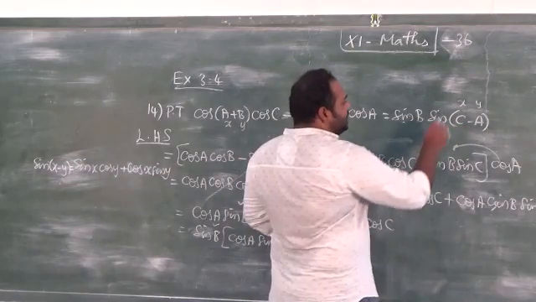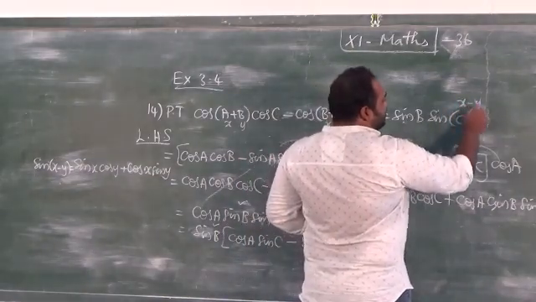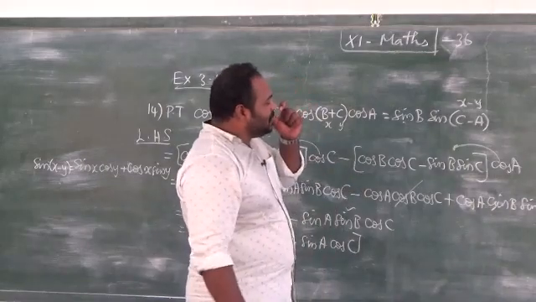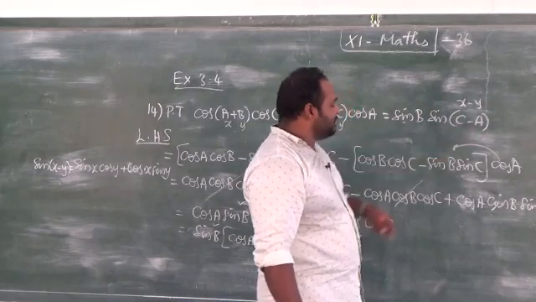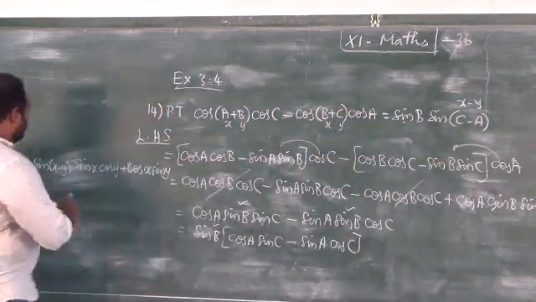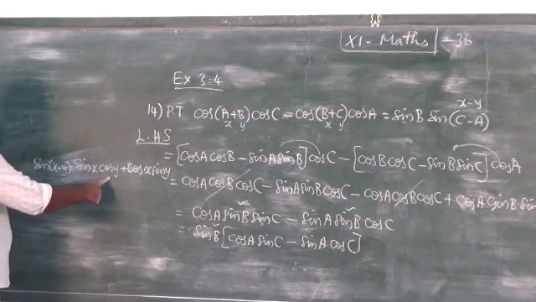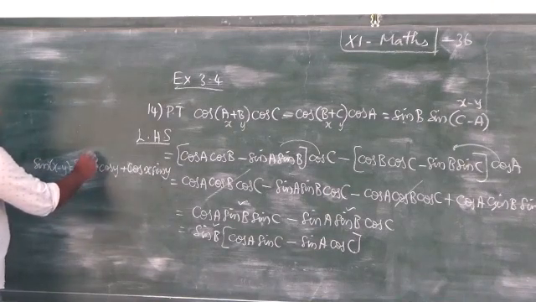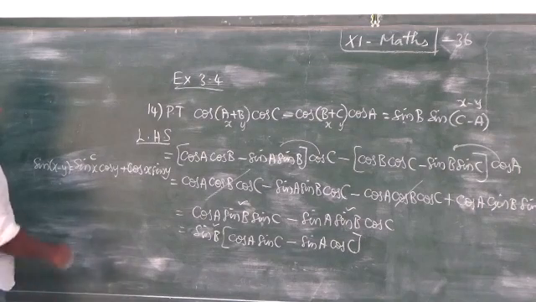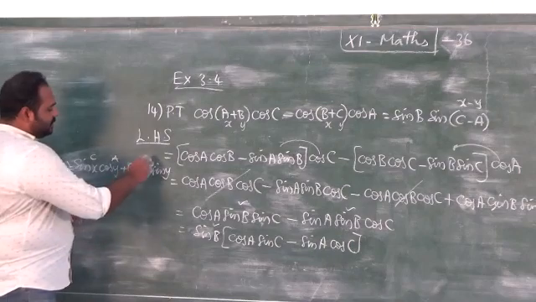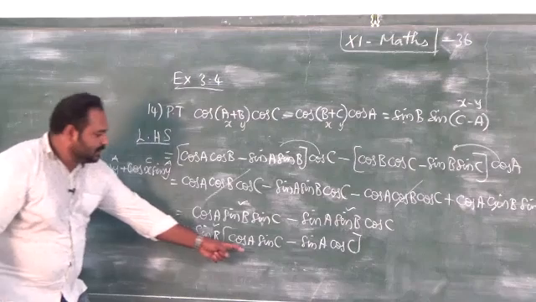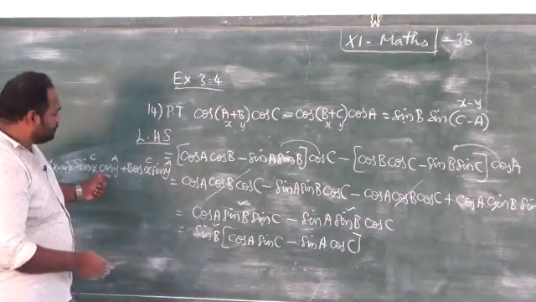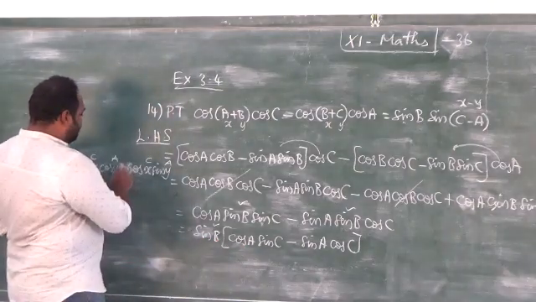So here for C minus A, I'm going to consider C as X and A as Y. Here I'm going to use the sin of X minus Y formula, which is sin X cos Y minus cos X sin Y. Here X is C, Y is A. So we have sin C cos A minus cos C sin A, and we have to bring it from this step.